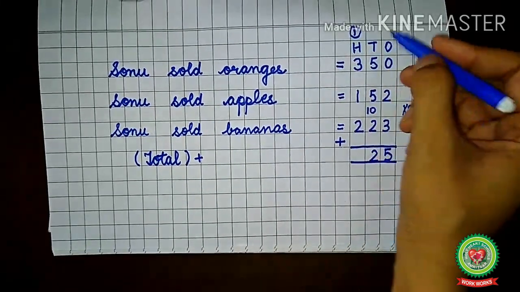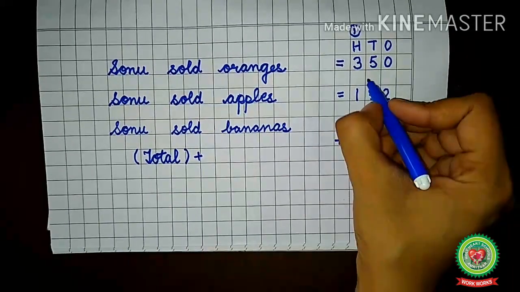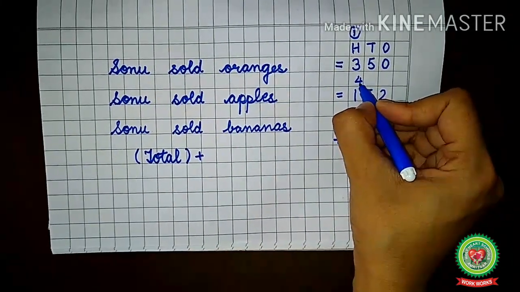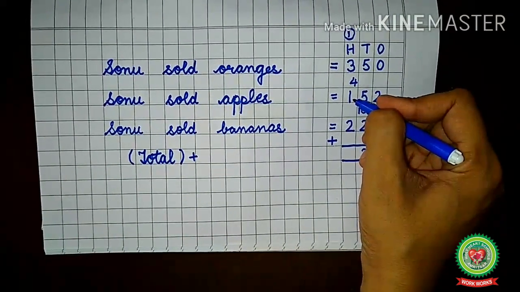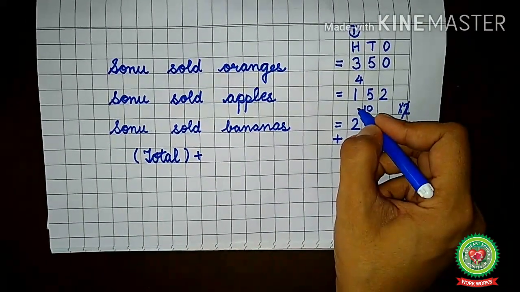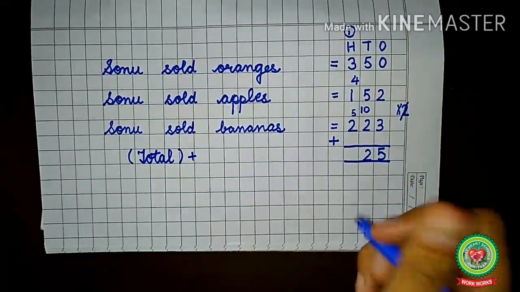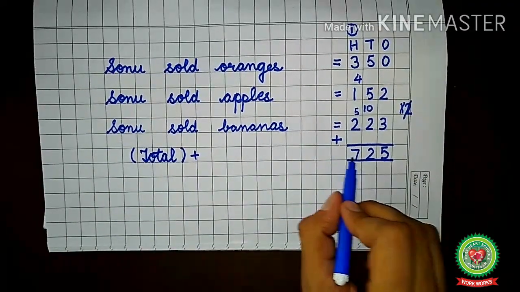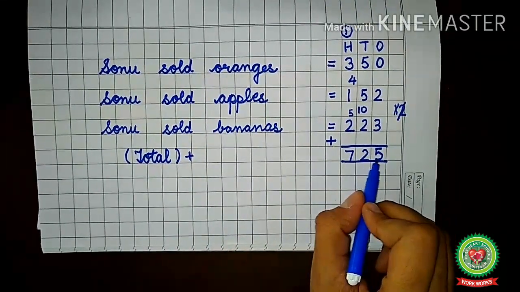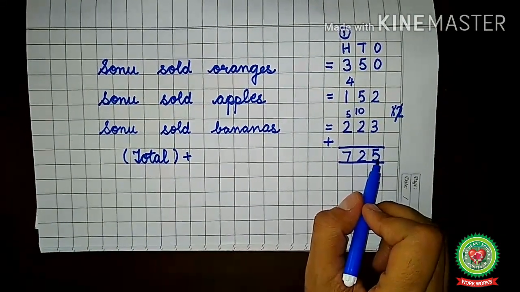Now children, don't forget to add this carry. 1 plus 3 is 4. Write a small 4 here. Then 4 plus 1, 5. Correct. Write a small 5 here. And 5 plus 2, 6, 7. What should you write? 7. Now total plus, what is the answer? 725. Now we will again go back to the statement and see what was asked.